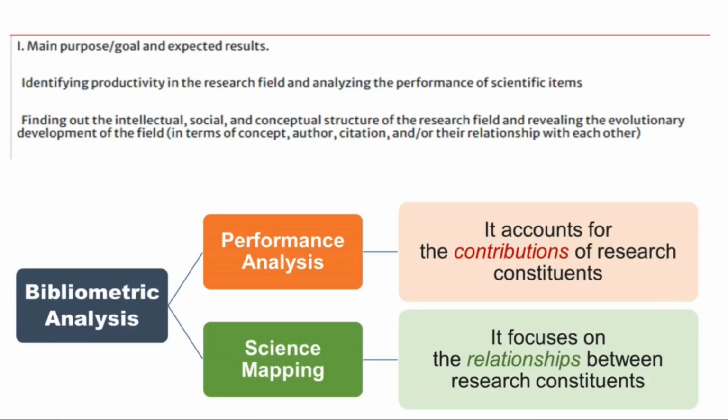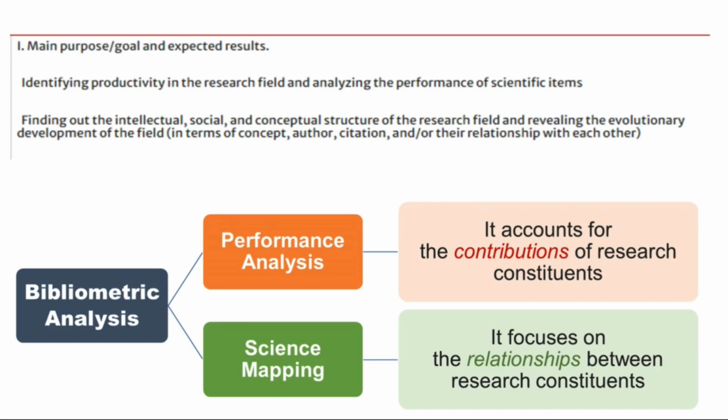For the first step, which is to set the aims, we basically analyze and set the main purpose, goals, and expected results. So we identify the productivity in the research field and analyze the performance of scientific items. As I told, bibliometric analysis has two analysis types. First is the performance analysis, which accounts for the contribution of research constituents, and the second is science mapping. It focuses on the relationship between research constituents.